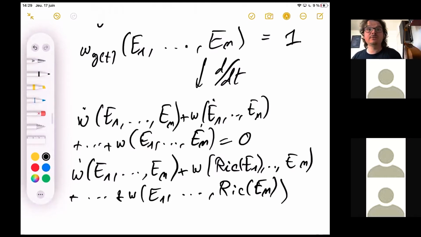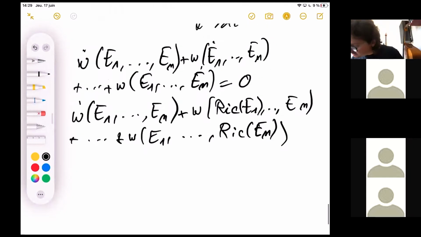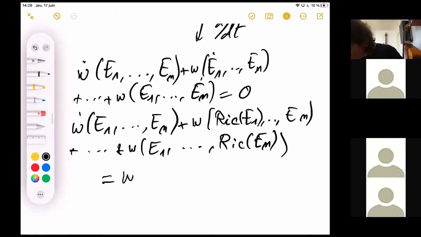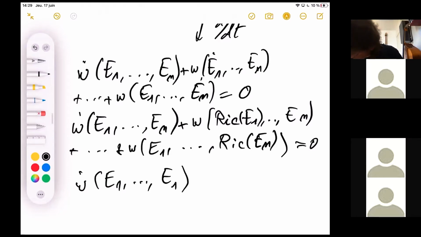And it's not complicated to see that, you can either choose a diagonalizing basis for the Ricci tensor at the initial time if you want, or you can just decompose Ricci of e_1 on the e_i frame, and this will give you that omega dot of e_1 ... e_n will be equal to minus the scalar curvature, so the trace of the Ricci tensor of g(t), times omega of e_1 ... e_n.